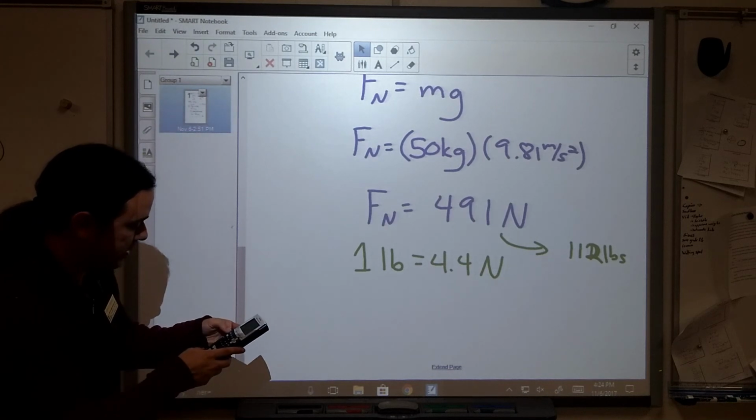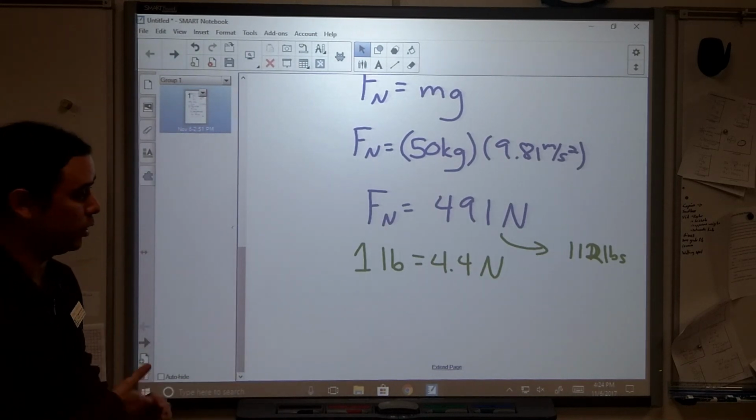I'm a bit heavier than that, but 50 kilograms seemed like an easy number for us to work with.